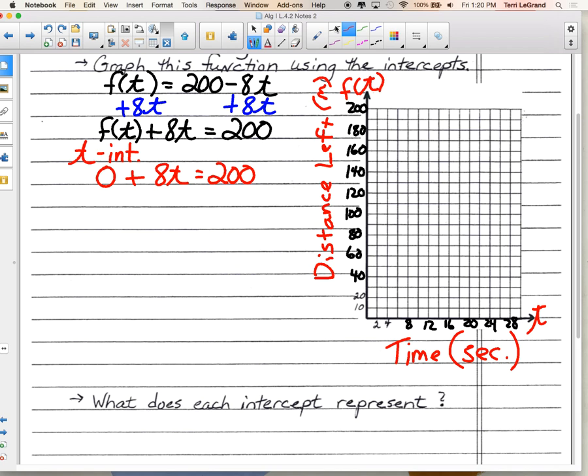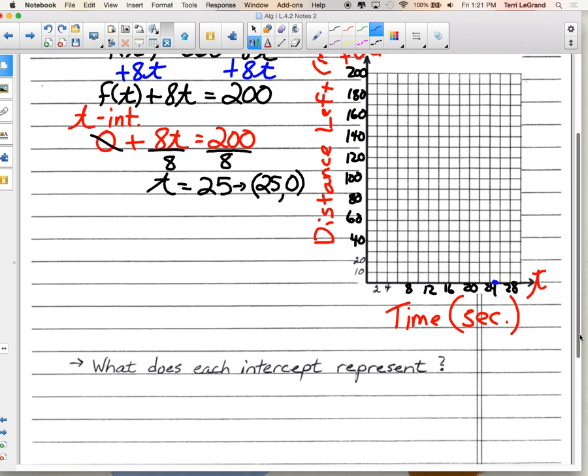And what's our y-intercept, or x-intercept, also known as our t-intercept? What is it? 25. So ordered pair, 25, 0. Okay? So we can go to your graph and the 25 is going to be between a couple of grid lines. Place it correctly. And then let's go about finding the f of t intercept.